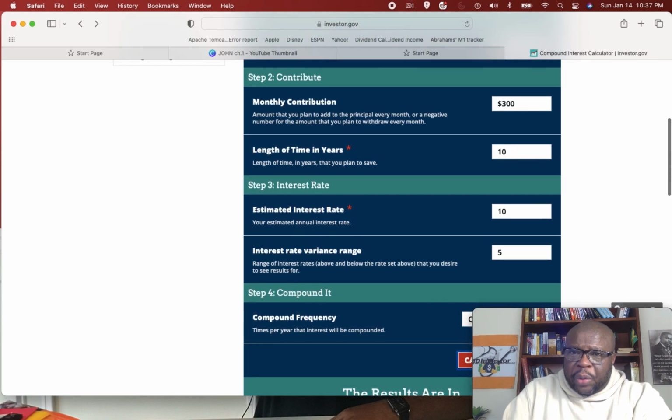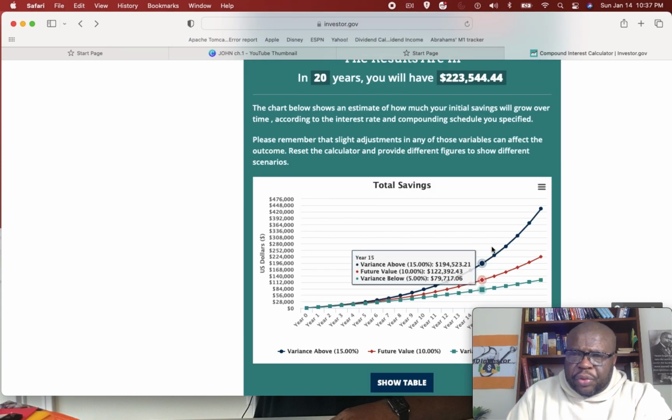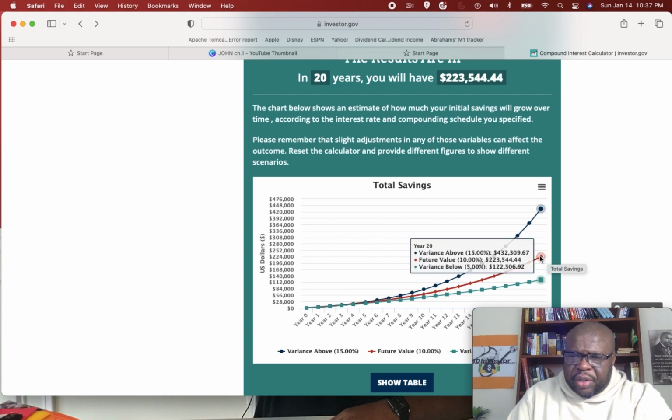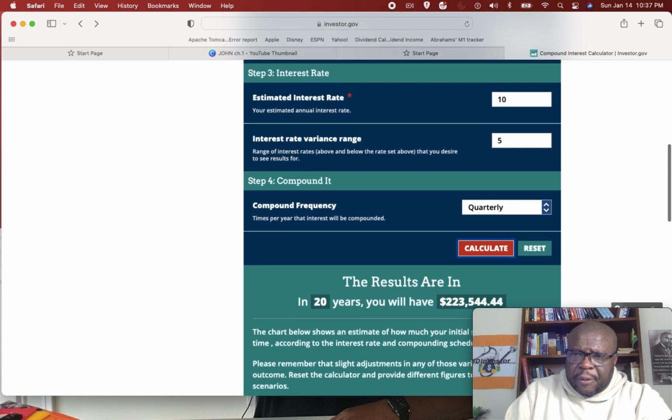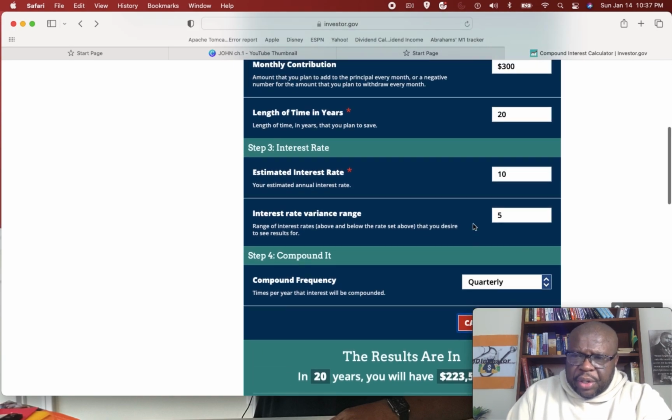Let's go and see where we would be at 20 years. In 20 years, we would have $223,000, and we're investing $300 every month. $223,000. That's great. Now, let's look at 30 years.